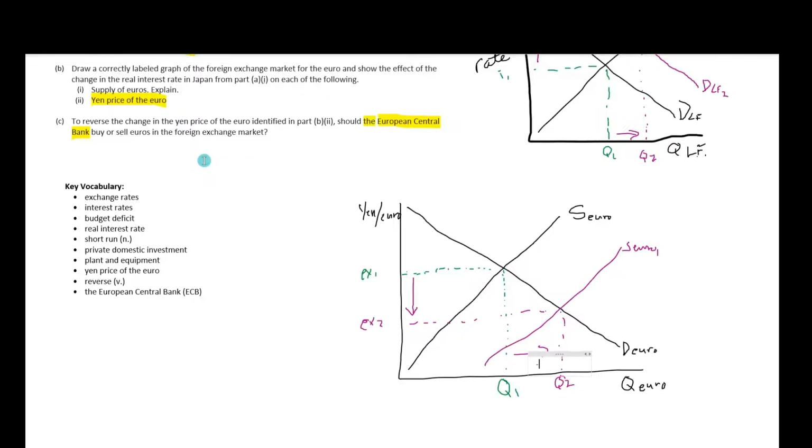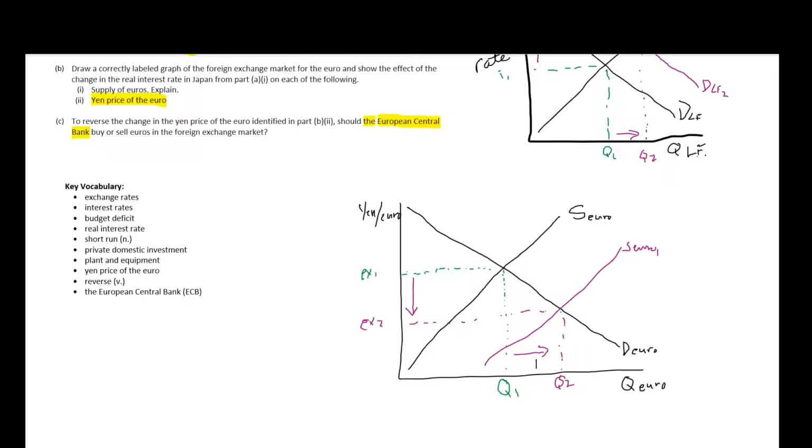So to summarize question B here, they're asking us, how is the foreign exchange market for the euro going to be affected by this higher real interest rate, this domestic interest rate in Japan? We've drawn it on the graph here. We've shown that the supply of euros will increase. That's going to lead to a fall in the number of yen per euro. That's called depreciation of the euro. That means a fall in the price of the euro in terms of yen. So that answers both of those components.